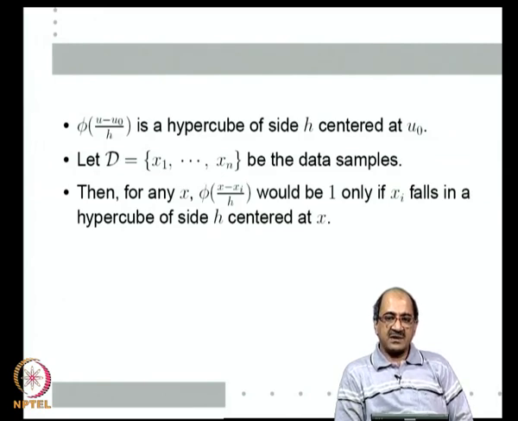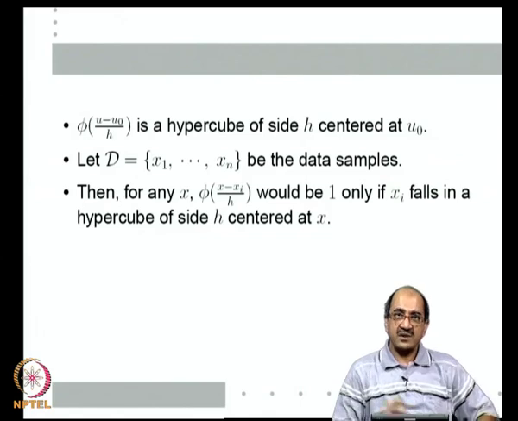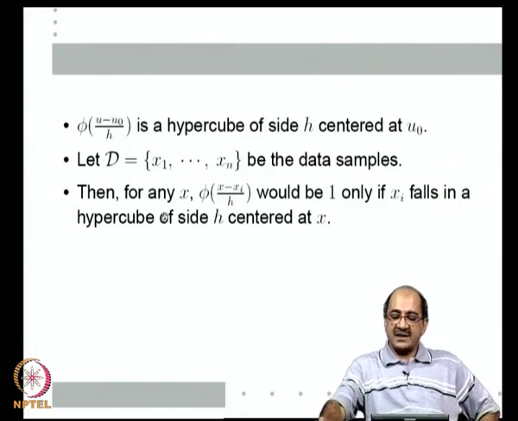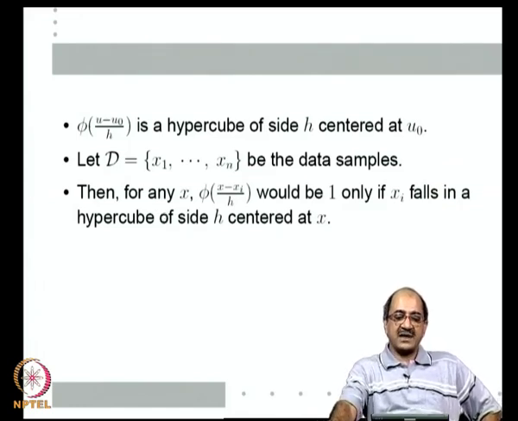So, for any particular value of x, phi of (x minus xi) by h can be thought of as a hypercube of side h centered at x, and hence it will be 1 only if xi is inside this hypercube. So, this function essentially allows me to ask which of the samples are within a hypercube of side h centered at x. If I take the volume element to be a hypercube of side h centered at x, then this is how I can count how many of my samples fall in this volume element.